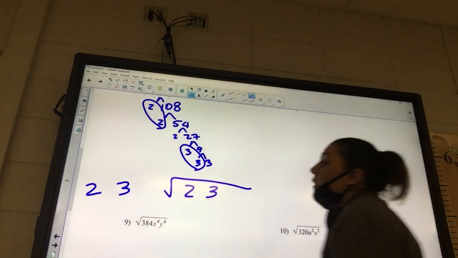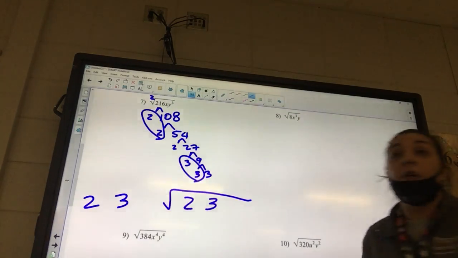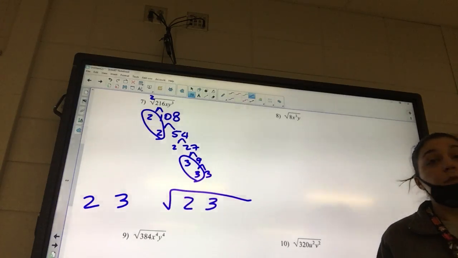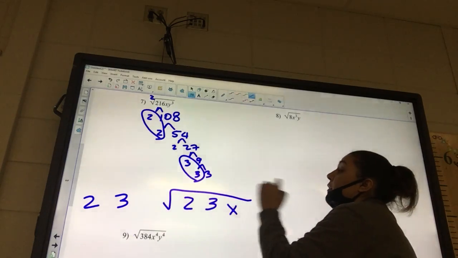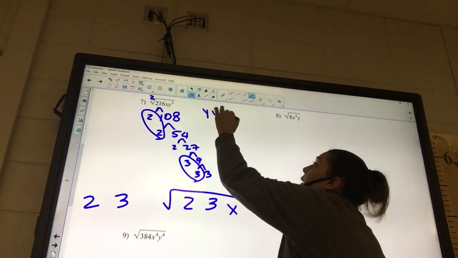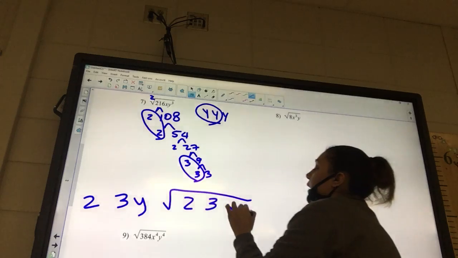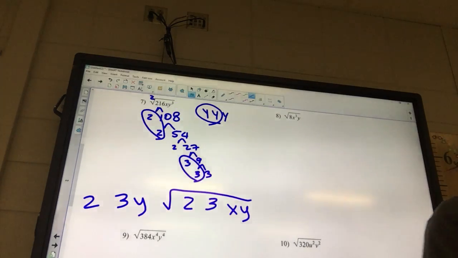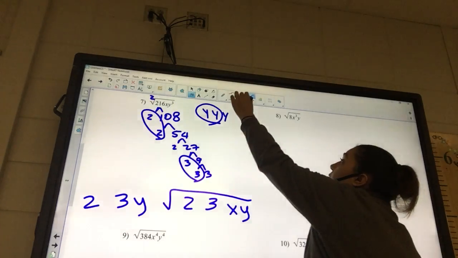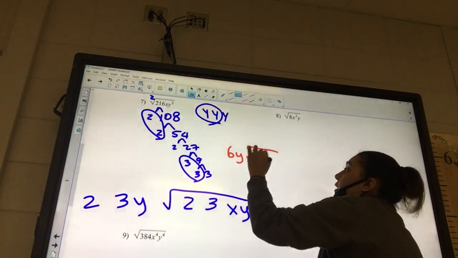Okay, and then what do we got for letters? We got an X. Where does the single X go? There's only one of them. Inside. What about the Y's? Outside and inside. Okay, so we got Y, Y, Y. There's 3 of them. So one of them can go on the outside, and the leftover one's got to go on the inside. Okay, what do you do with those numbers? We got to multiply them. So 2 times 3. 6, so it's going to be 6y square root of 6xy.